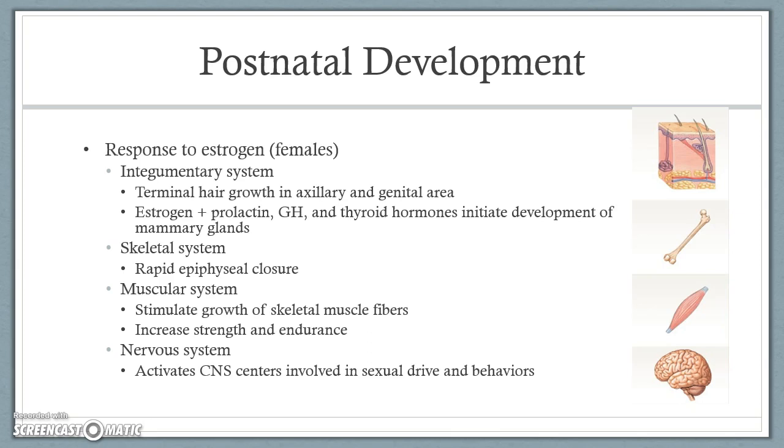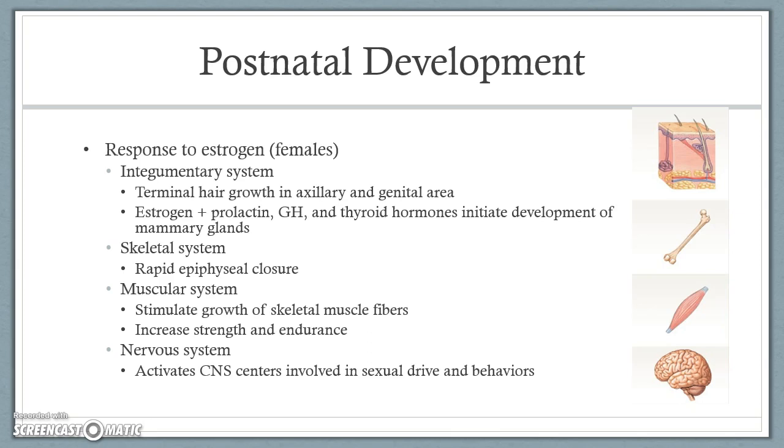Estrogen plus the hormones prolactin, growth hormone, and thyroid hormones initiate the development of the mammary glands. Estrogen causes a rapid closure of the epiphyseal plates, much faster than testosterone. This is why girls generally stop growing first and are shorter, again in general, than males. Estrogen also stimulates the growth of skeletal muscle fibers, which increases the female's strength and endurance, but not to the same extent as the males. Again, in general, this causes females to have a lower body mass than their male counterparts.